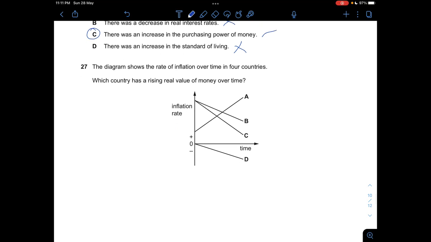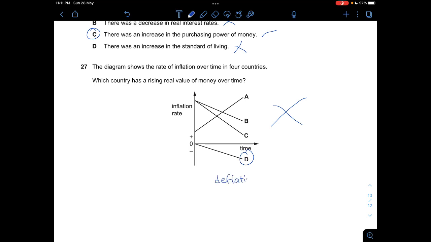Question 27, the diagram shows the rate of inflation over time in 4 countries. Which country has a rising real value of money over time? So everything that has a positive inflation rate is not correct. So answer is D. Because for D, the inflation rate is negative, meaning that it is deflation.